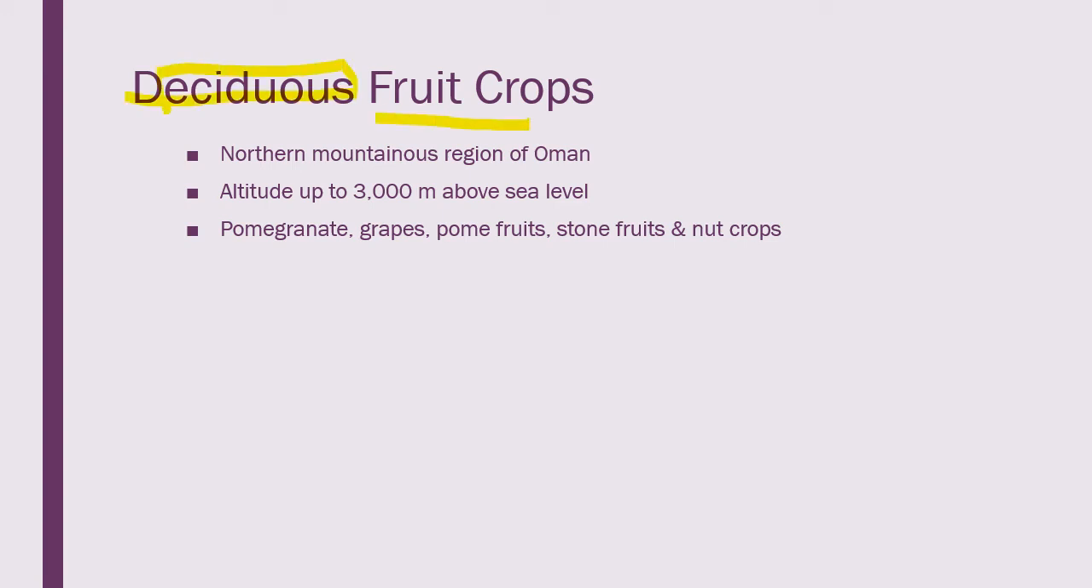Other fruit trees include deciduous fruit crops. That means these are the trees that drop their leaves during the winter time. They go through dormancy. That's why we call them deciduous, because they lose their leaves. These are mainly in the north, mainly in Jabal Akhdar, the mountainous region of Oman. They grow at high altitude, above 2000 meters above sea level, and include pomegranates, grapes, palm fruits, stone fruits, and nut crops, and I mentioned some of these to you before.